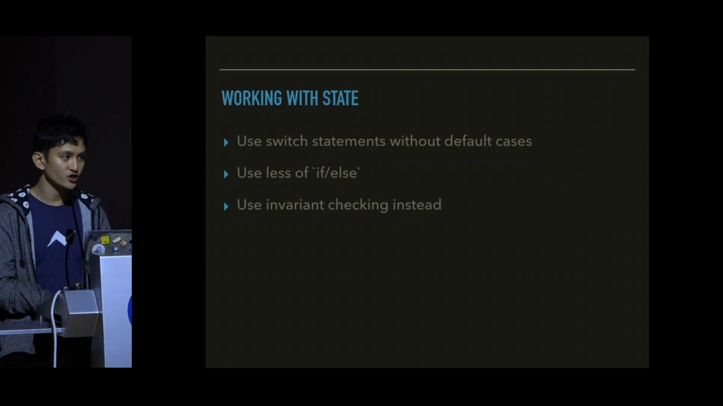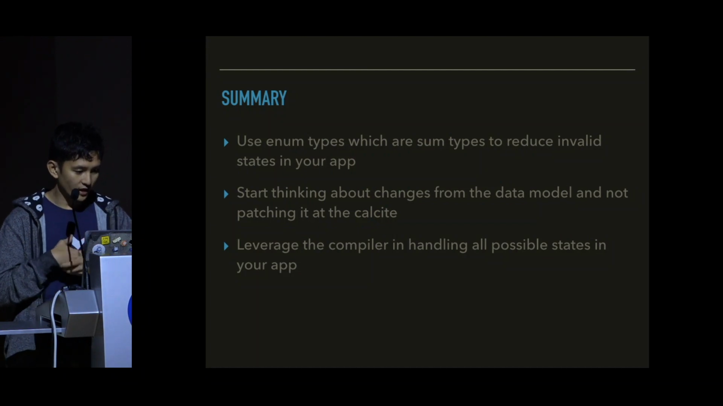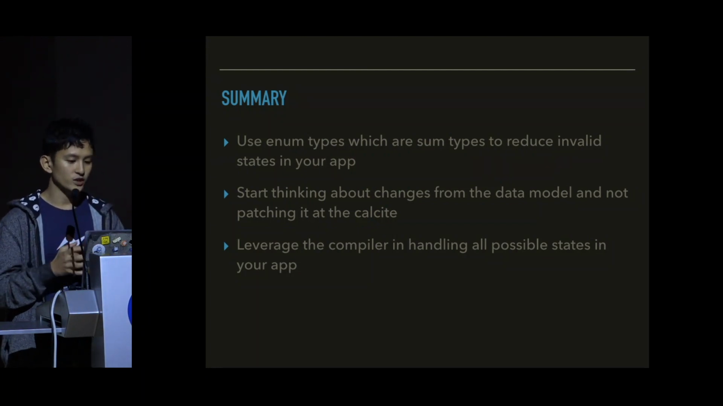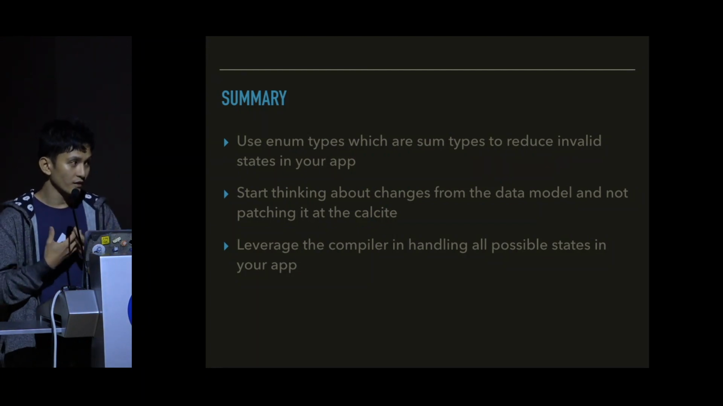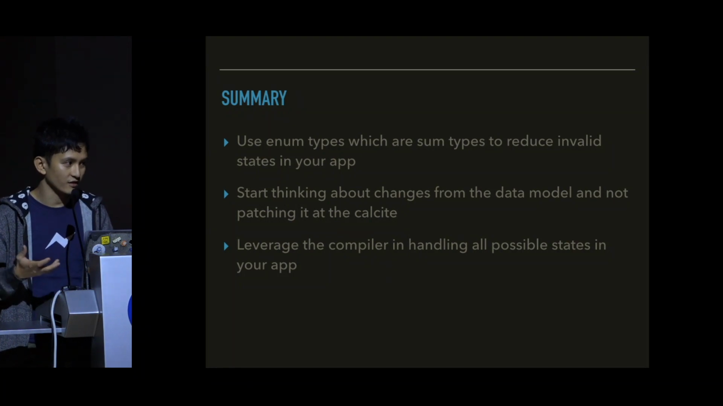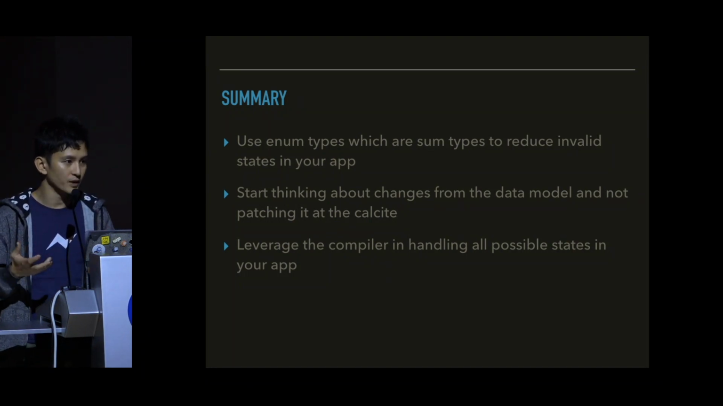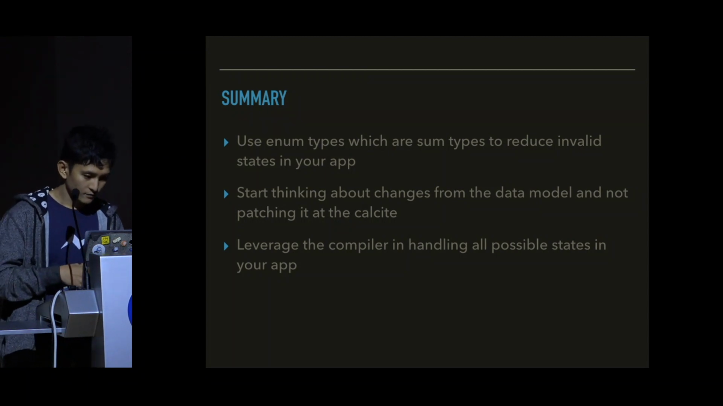And use invariant checking. Nowadays, people use invariant checking a lot, which is great. And so in summary, we want to use enum types, which are sum types, to reduce the amount of invalid states in your app. So potentially you couldn't have had a dessert that was a pudding with sprinkles on it, right? We just didn't support that. And there was no way that the app would let you build if you tried to do that.